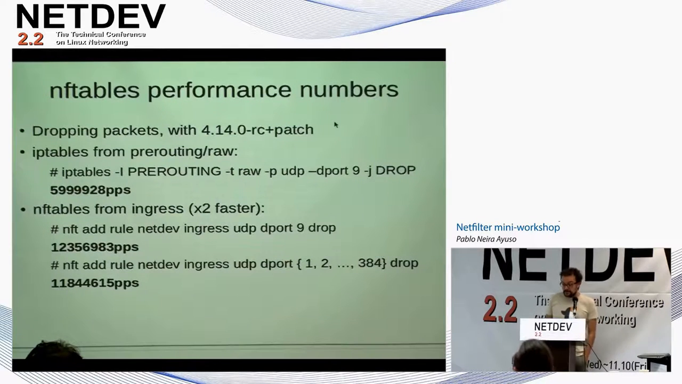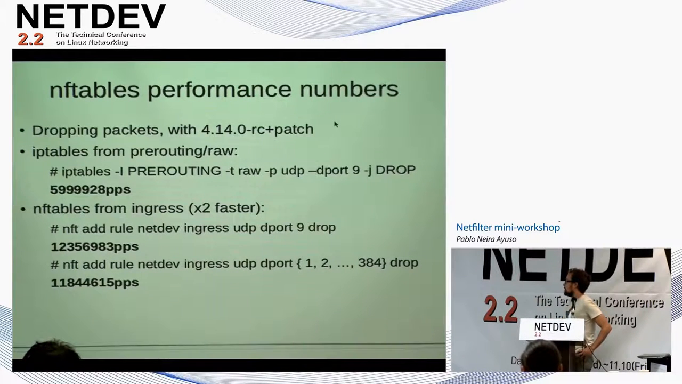Well, in terms of performance, dropping packets using the new ingress hook is twice faster. This is just showing the rule above. I mean, it's just there just to drop packets at the pre-routing chain. The table is raw, so it's quite early in the iptables pipeline, and we're getting around 6 million packets per second. But with nftables, we get double. If we use a set that was including 384 elements, we could even include more, the number would be exactly the same, because basically behind that rule is the bitmap set that is being used. So it's basically almost quite close to dropping one single port.